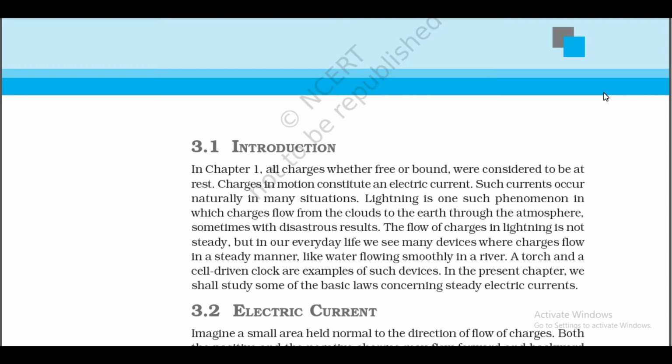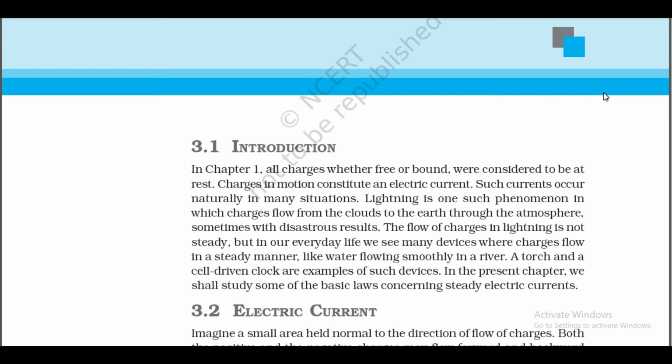Chapter 3, Current Electricity. 3.1 Introduction. In Chapter 1, all charges, whether free or bound, were considered to be at rest. Charges in motion constitute an electric current. Such currents occur naturally in many situations.